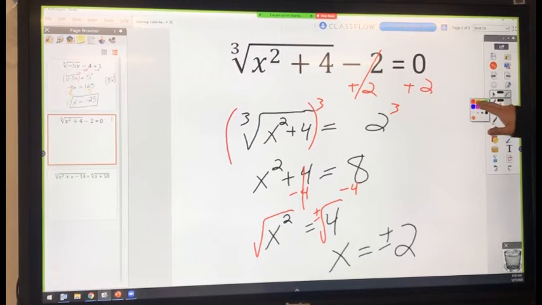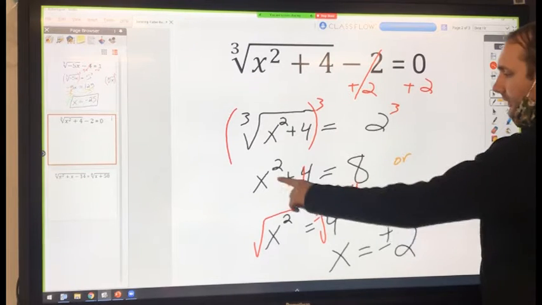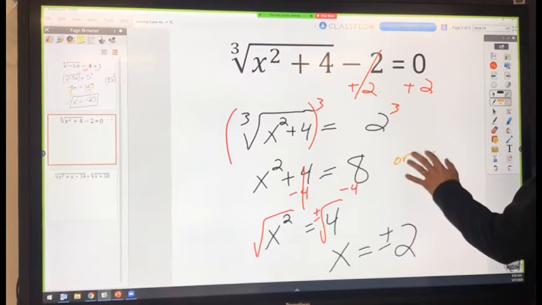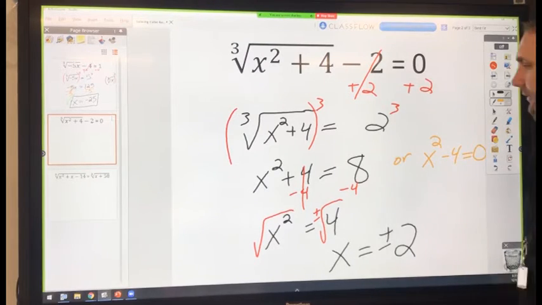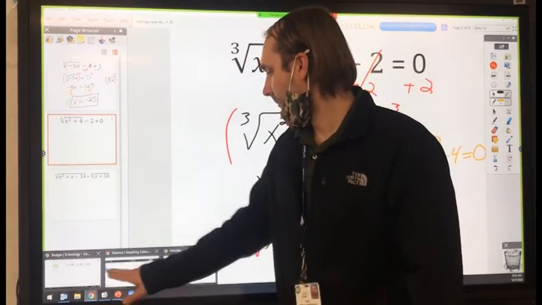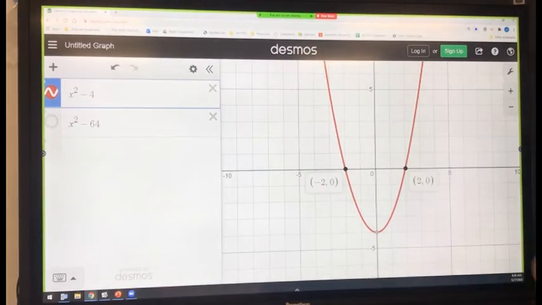Now another method is, like we saw with quadratics, to set it equal to 0. So let me move this 8 over. I get x squared minus 4 equals 0. And to graph it, graphing here, I do see my values are negative 2 and 2. So there's another method.